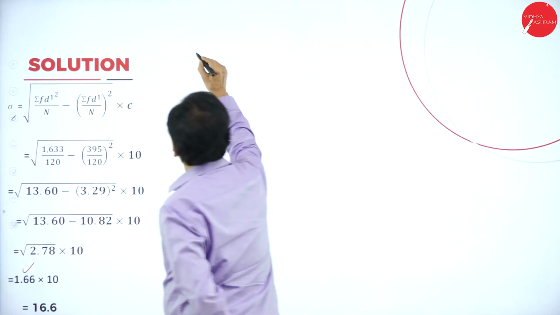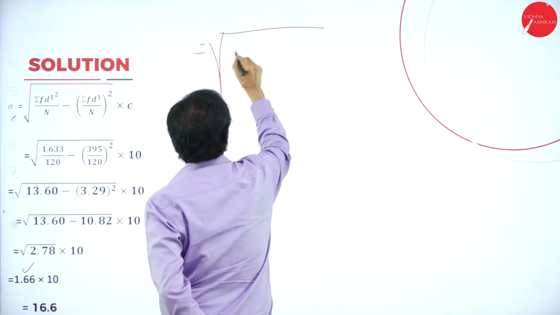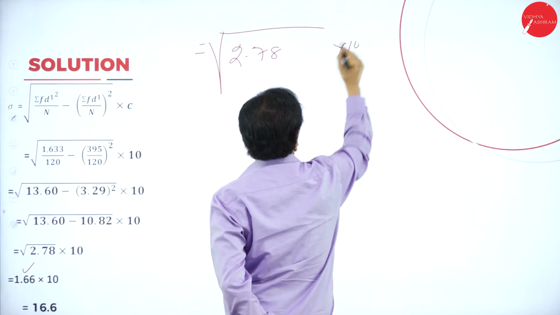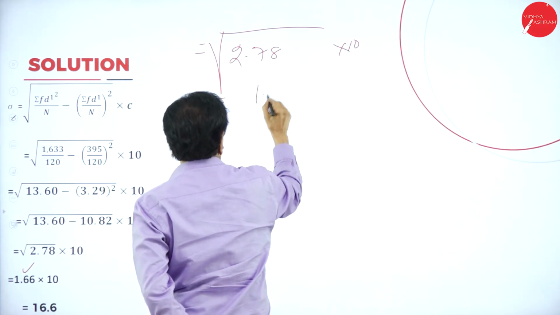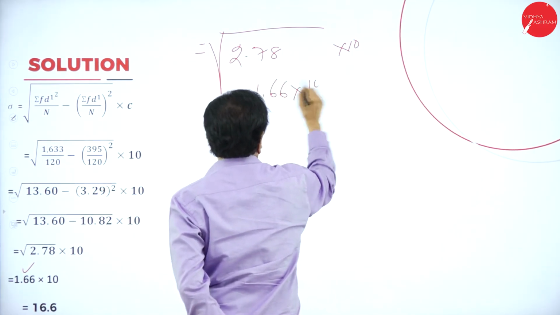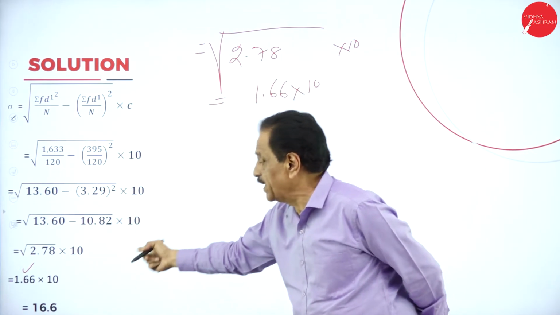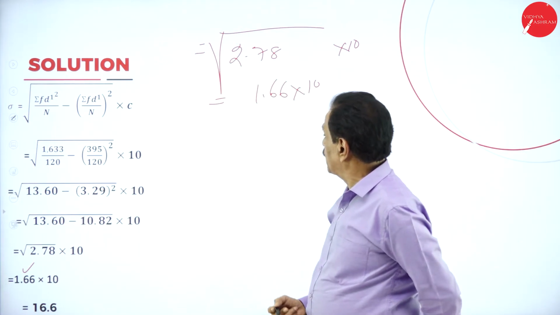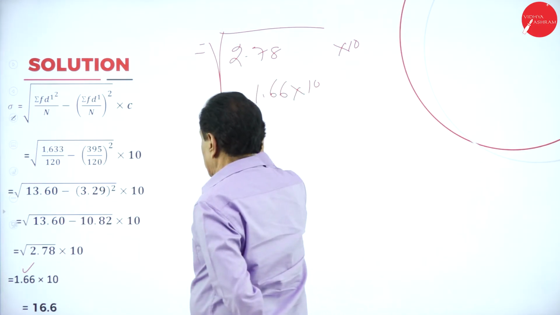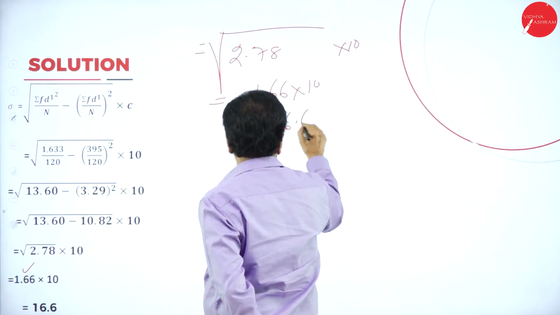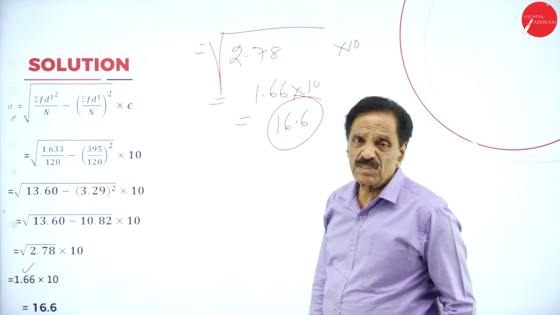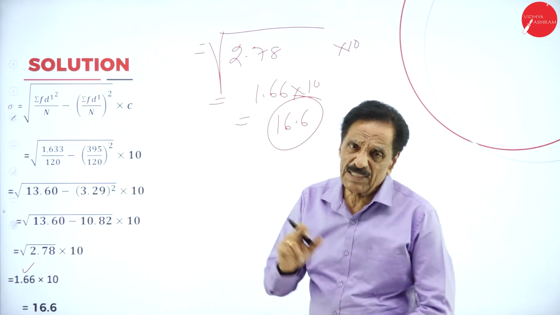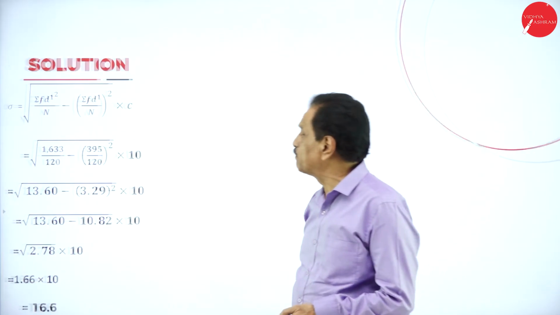If you could not see the board, here. Root of 2.78 into 10. Root of 2.78, 1.66 into 10. Here, if you deduct, root of 2.78 into 10, 1.66. If you multiply this now, 16.6. So we calculated the mean, we calculated the standard deviation, now we'll go with the median.